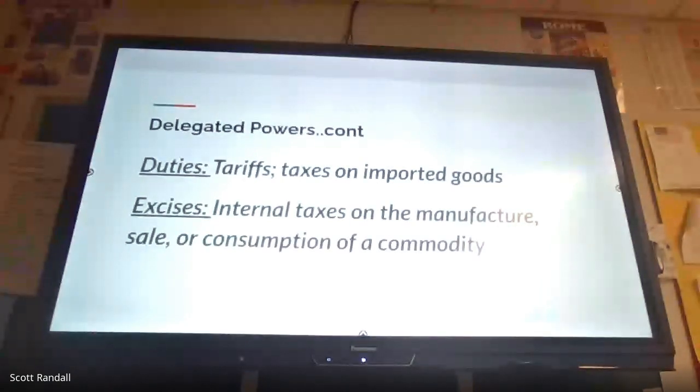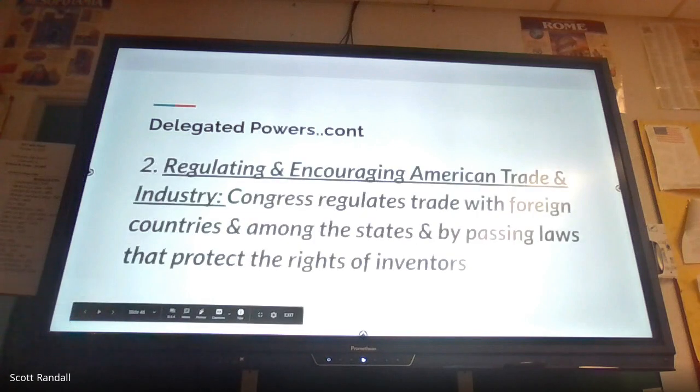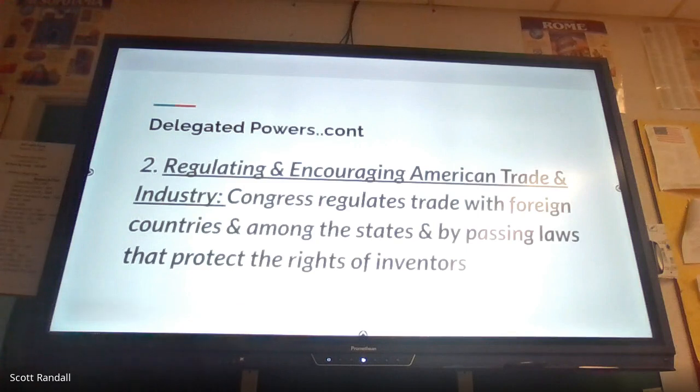And then excises, internal taxes on things like manufacturing and sales taxes, right? And then consumption of a commodity, meaning any type of goods. So duties and excises before the 16th Amendment were a big part of how the government was basically being funded, all right? And then the second one is regulation, regulating and encouraging trade and industry.